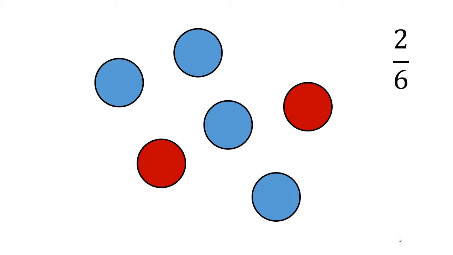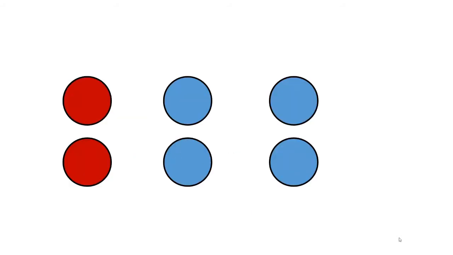But now consider the same 6 circles, rearranged so that they are spaced out differently. So there they are, the same 6 circles. We still have 2 red and 4 blue out of 6 circles in total. So that's still a fraction of 2 out of 6. But we can also say that 1/3 of the circles are red. Why can we say that? Well, look at the top 3, 1 of them is red. Look at the bottom 3, 1 of them is red. So that's 1 out of 3 shown in 2 different ways. 1 out of the top 3 and 1 out of the bottom 3.